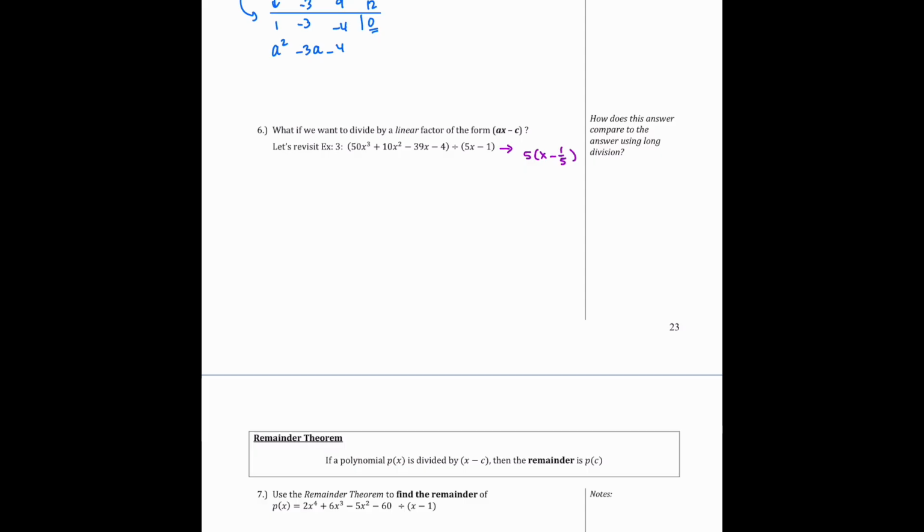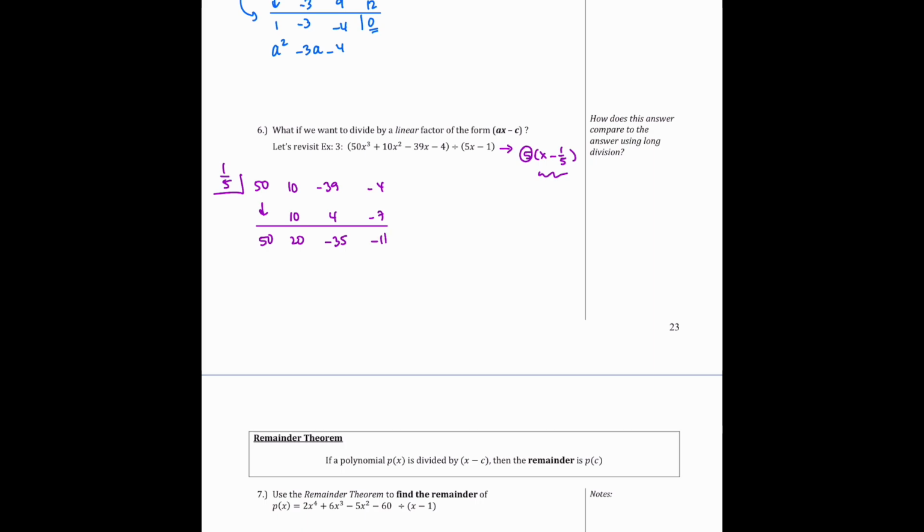So that's how you know, if you were to take this back to the x plus c or x minus c form, what makes it 0 is 1/5. And then we'll talk about what happens to this 5 later. So now we're dividing by 1/5 here. We have 1/5. And we're taking 50, remember 50x cubed is 50, then 10x squared is 10, then negative 39x is negative 39, and minus 4, and create a little space, bring the 50 down. 1/5 of 50 is 10, add them up, that's 20, 1/5 of 20 is 4, add them up, is negative 35, 1/5 of negative 35 is negative 7, add them up is negative 11.